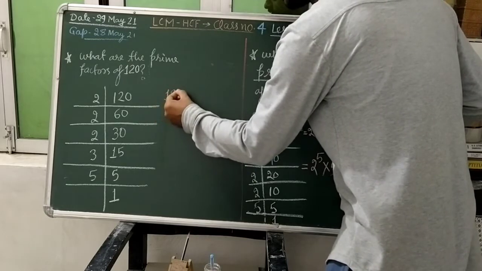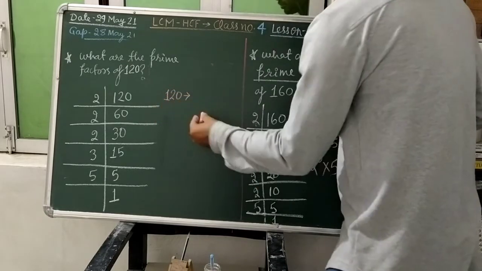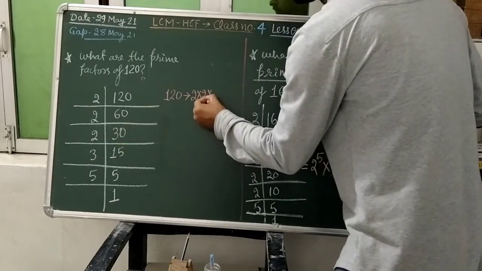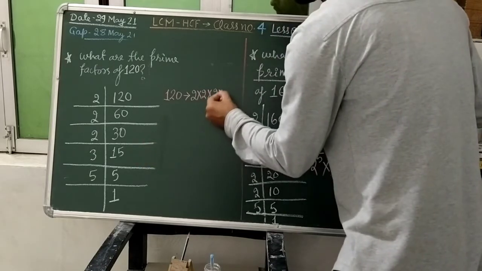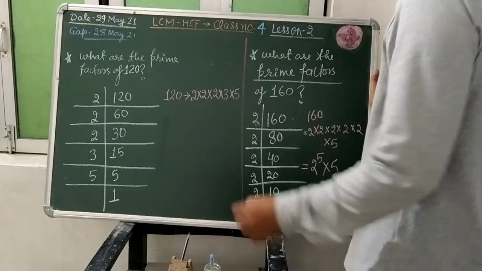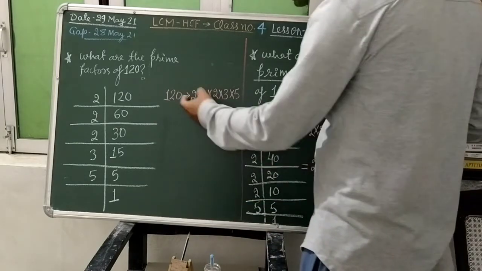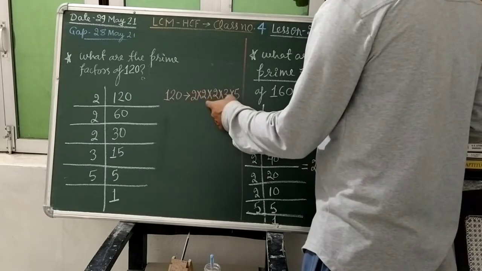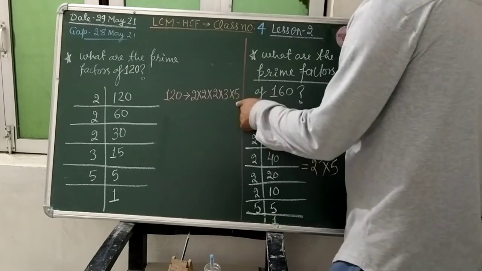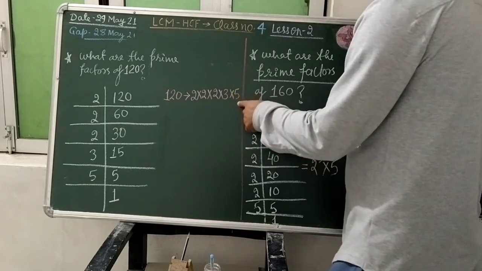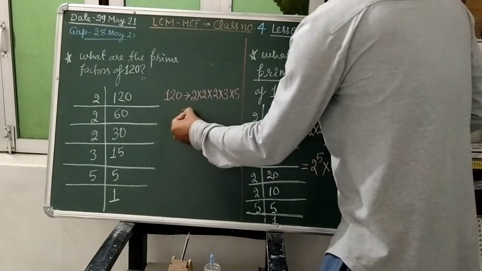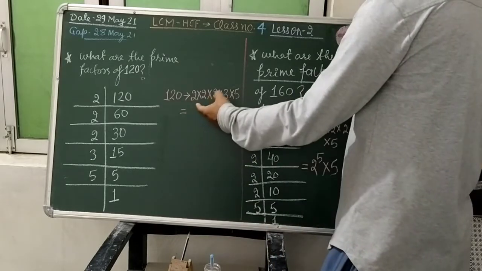120 we can write as, students, 2 multiplied by 2 multiplied by 2 multiplied by 3 multiplied by 5, and you can write it in this way as well. Now you can check whether 120 is coming. 2 twos are 4, 4 twos are 8, 8 threes are 24, and 24 fives are 120.